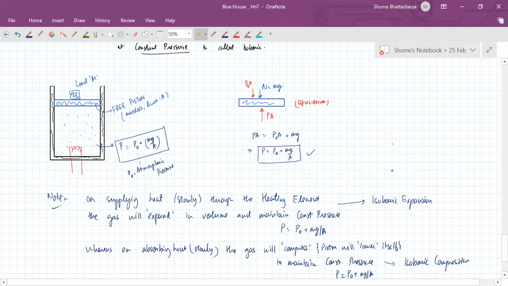So isobaric expansion would look like this on the PV graph. At some constant pressure P, the volume is increasing from V1 to V2. Whereas isobaric compression just looks like the reverse. The volume is decreasing from V2 to V1 while the pressure is constant.